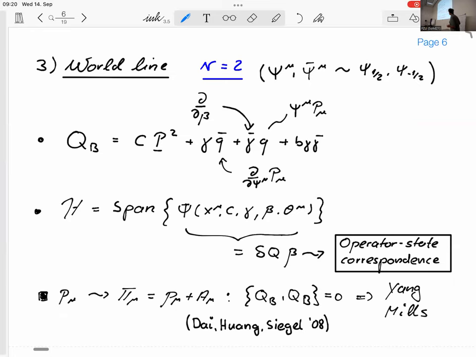It's the one where I learned all these things, actually. So this is the N=2 worldline. In terms of the string worldsheet, you truncate the worldsheet: you take the N=1 superstring, the open string, and take only the ψ_{1/2} and the ψ_{-1/2}. So you level truncate at ψ_{1/2}, and these translate into the ψ and the ψ̄, which give you the N=2 worldline.